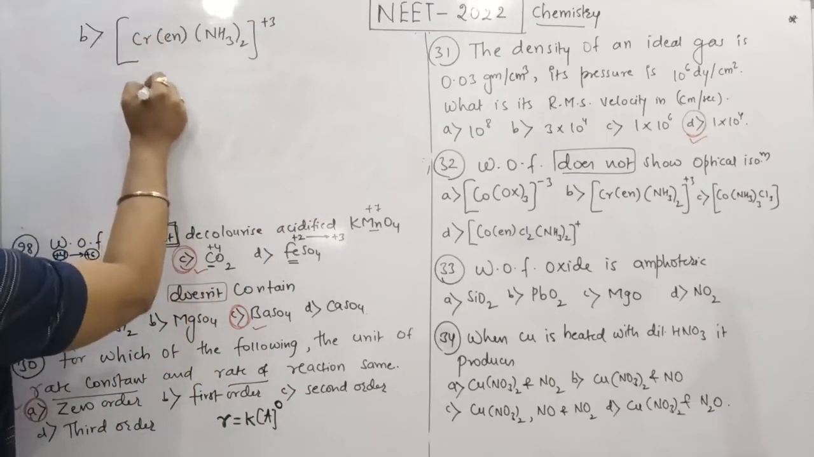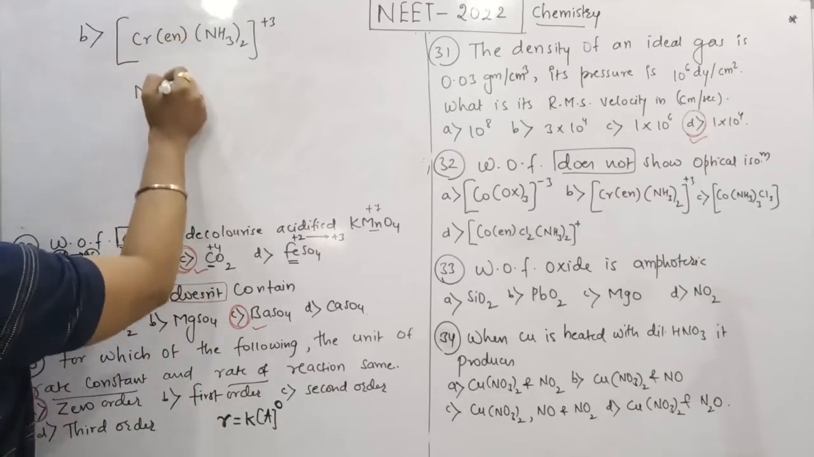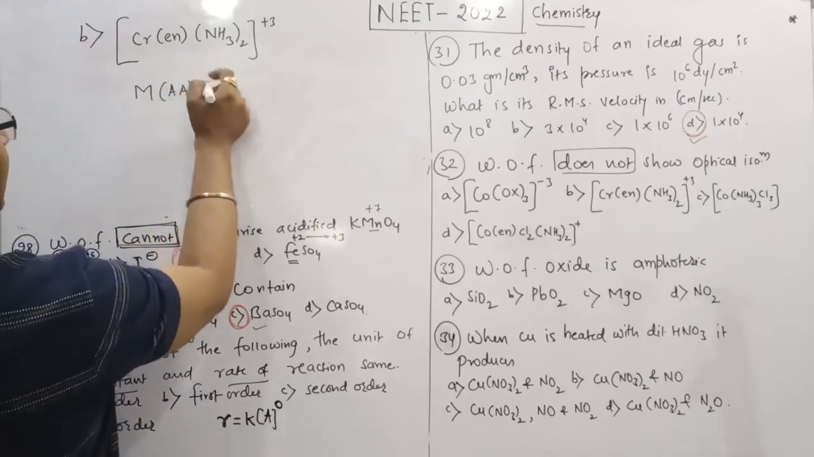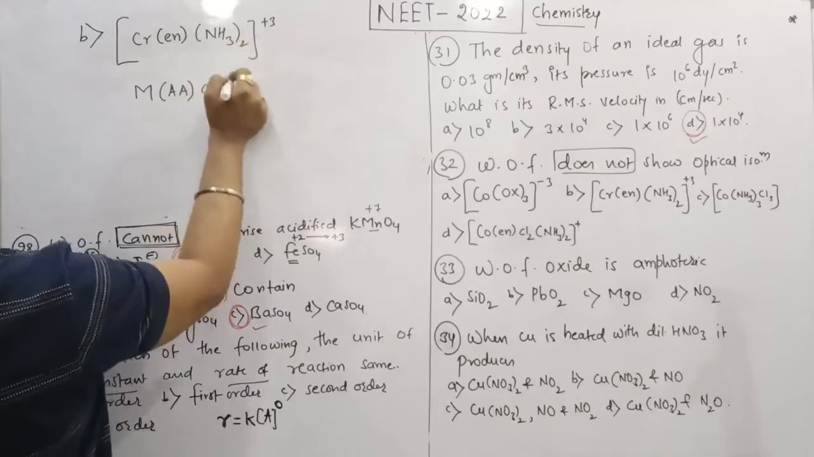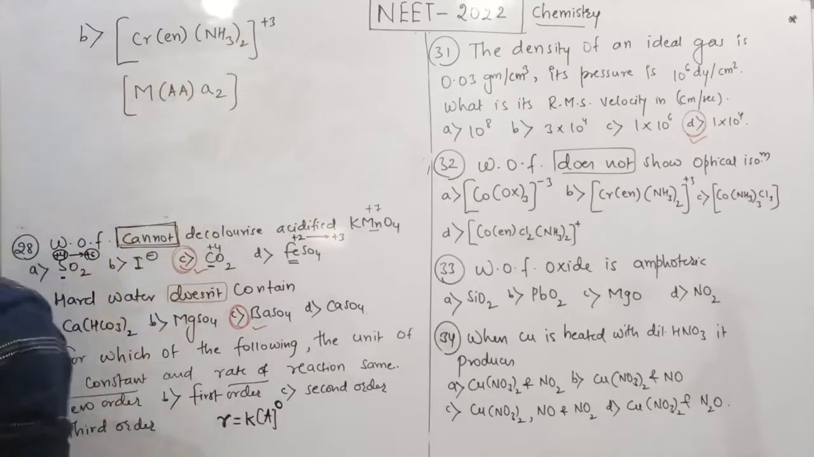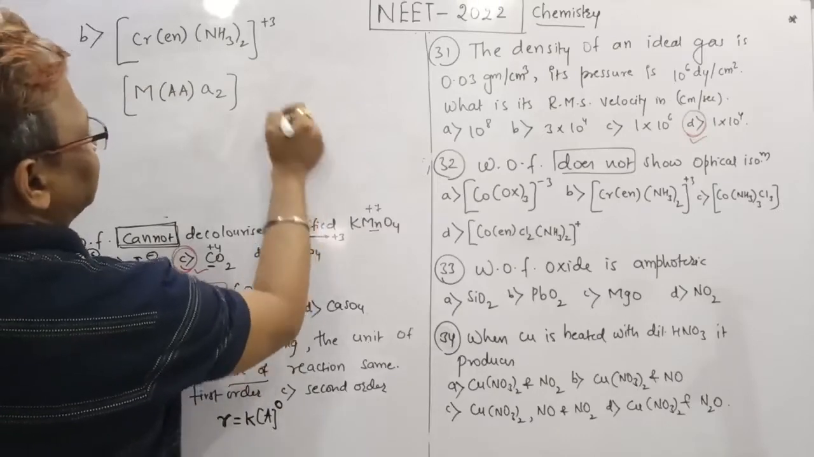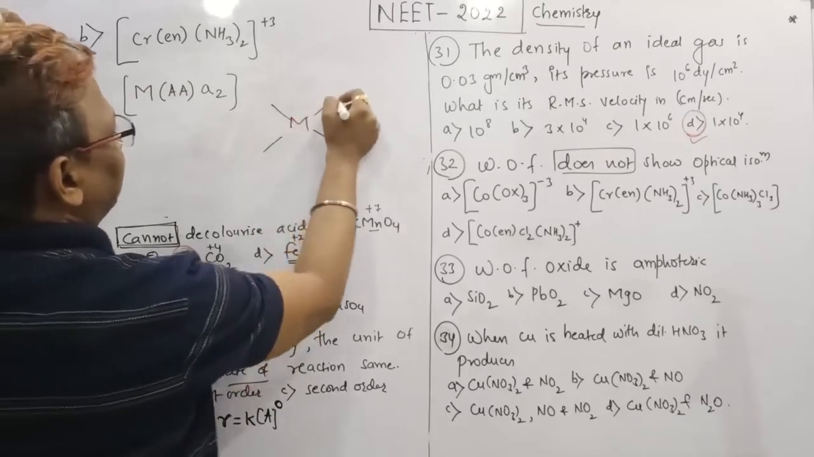The central metal atom is M. It is a symmetrical bidentate, written as capital AA. The ammonia is a monodentate, so how many times is it written? 2 times, right? Now here 2 plus 2 makes 4. We can make the diagram in this way: 1, 2, 3, 4.